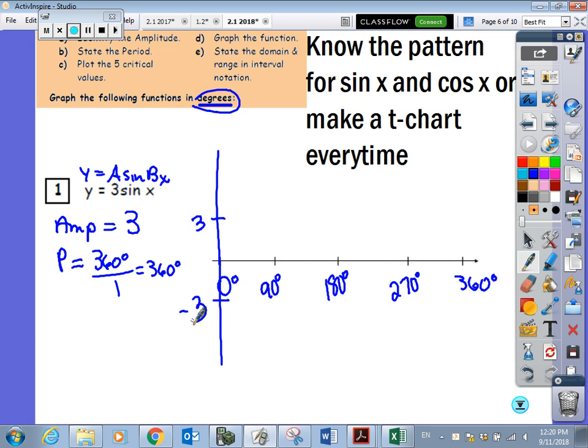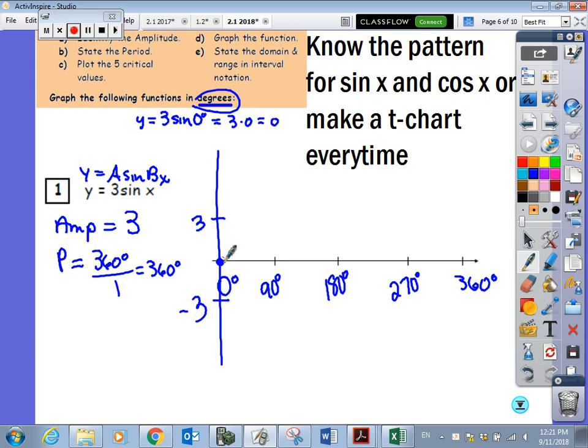All right, so let's say I don't remember the pattern. I don't know where sine starts. Does it start at 3? Does it start at 0? Does it start at -3? If I don't know, then just like with anything else, plug in the x value. So I'm going to say y equals 3 times sine of 0 degrees, which equals 3 times 0, which is 0. So I plot that point.